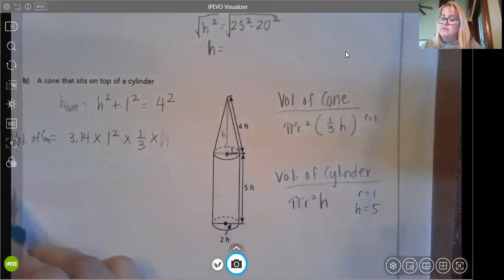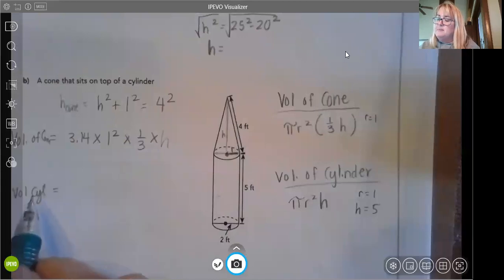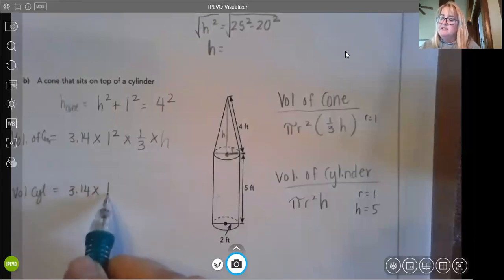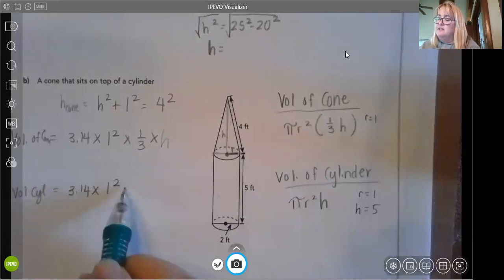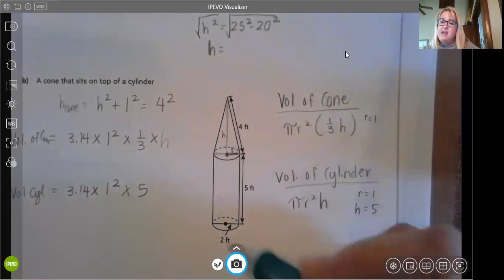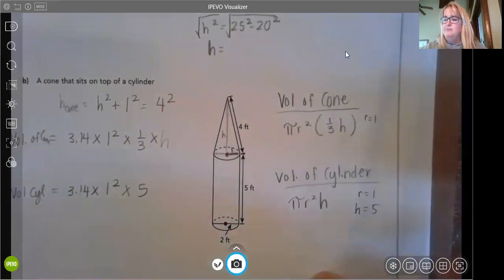So then we are going to find the volume of the cylinder, which is pi, 3.14, times the radius squared, 1 squared, times the height, which is 5. So put that in and you'll figure out the volume of the cylinder. And then to figure out the volume of the whole thing, you would have to add them together.